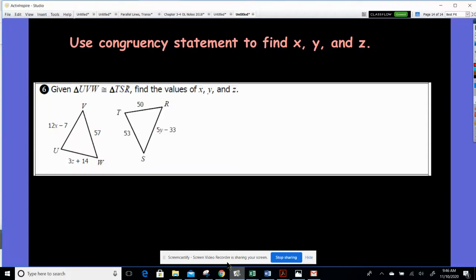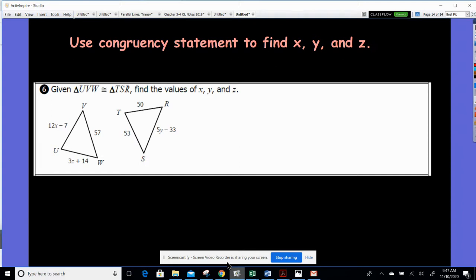So in this example, we're going to use the congruency statement to solve for x, y, and z. Notice at the beginning, it gives us our congruency statement. Triangle UVW is congruent to triangle TSR. Find the values of x, y, and z. We know that that congruency statement tells us a lot. It tells us our corresponding parts.